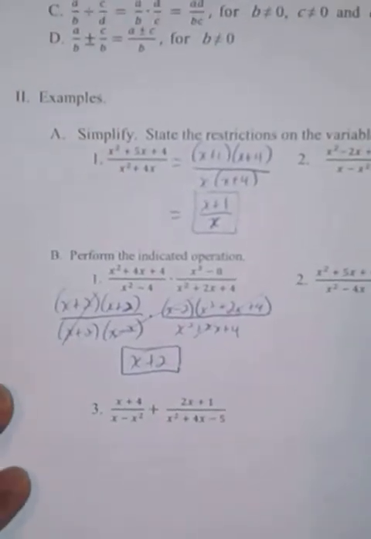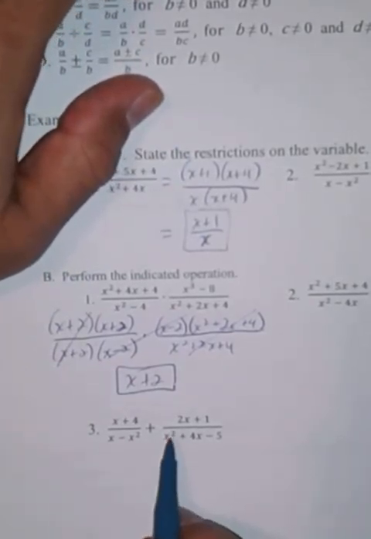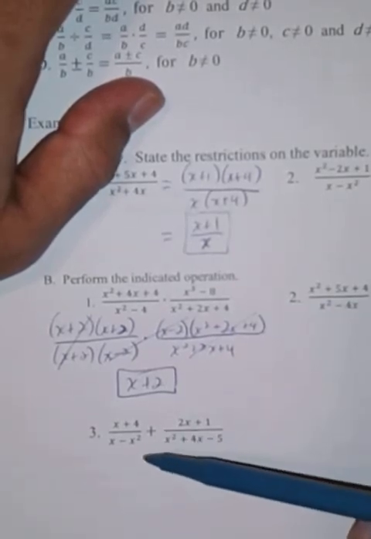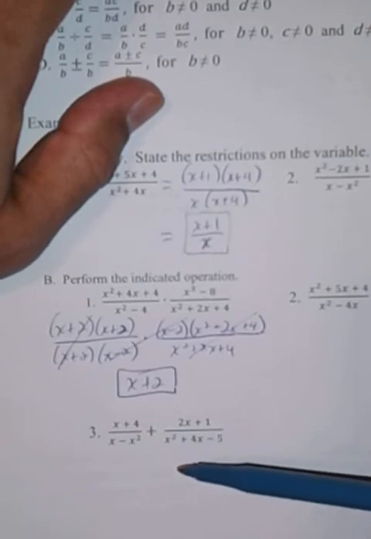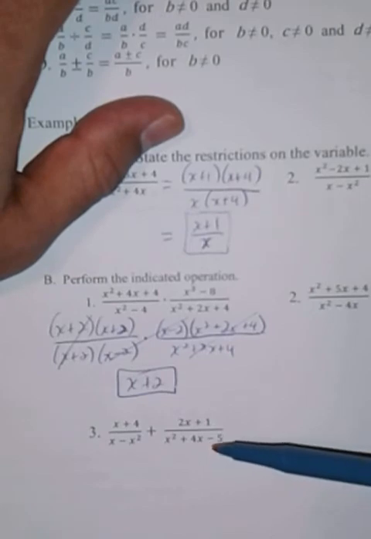And let's start off number 3. So number 3, we're adding, and so first we want to have a common denominator. To get a common denominator, you want to factor the denominators first. Let me read the problem. So it's the fraction x plus 4 over x minus x squared plus the fraction 2x plus 1 over x squared plus 4x minus 5.